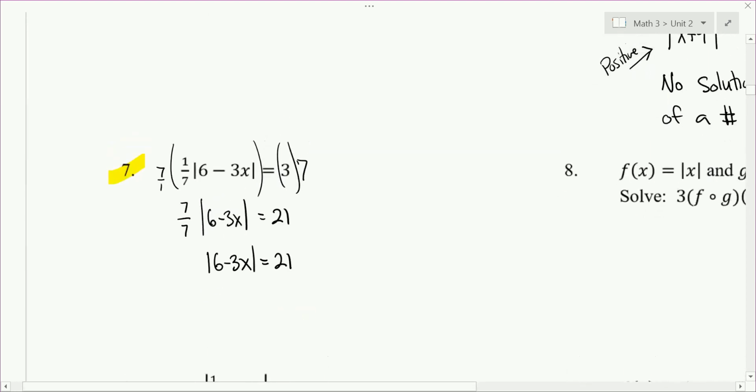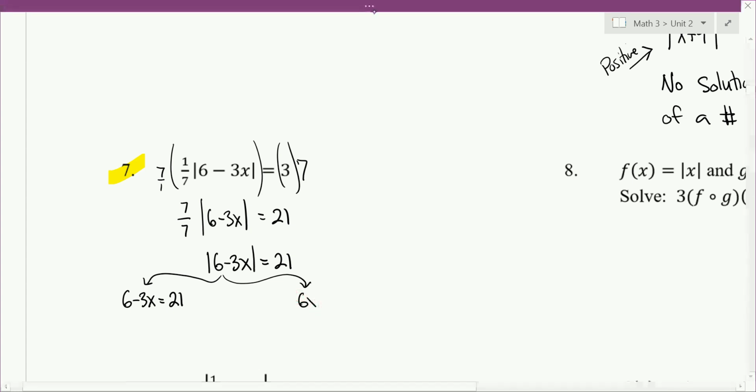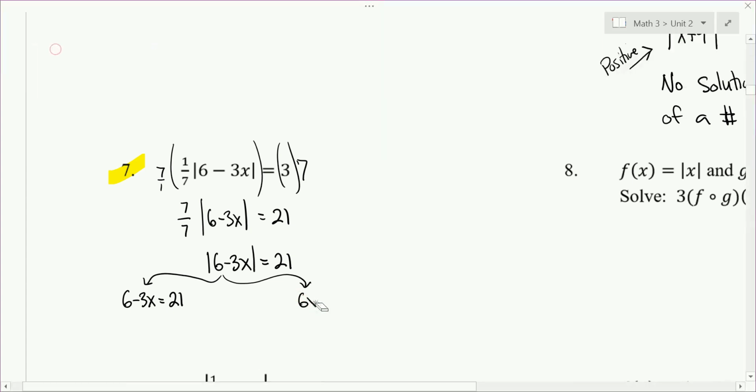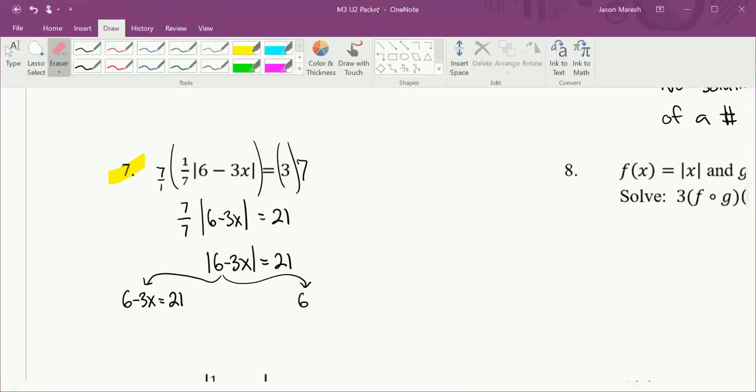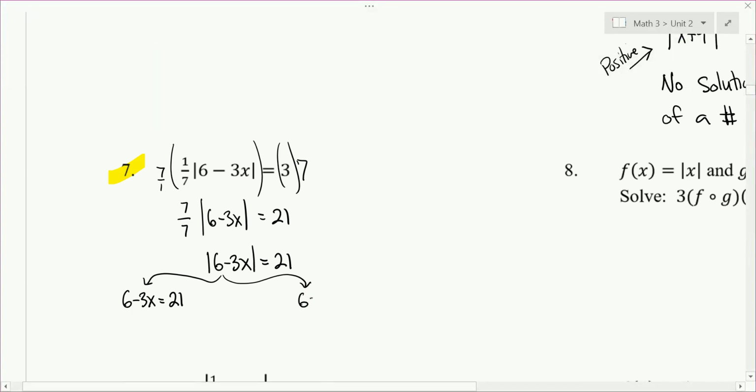Now if I told you I'm thinking of a number and the absolute value of that number is 21, well, what could it be? That number could be 21, so the 6 minus 3x could be 21, or the absolute value of negative 21 is also equal to positive 21, so the 6 minus 3x could also be negative 21. Both would give the solution of 21 when you take the absolute value.